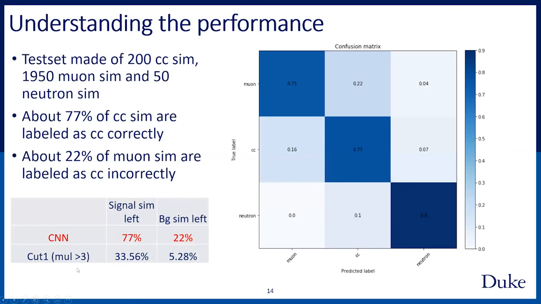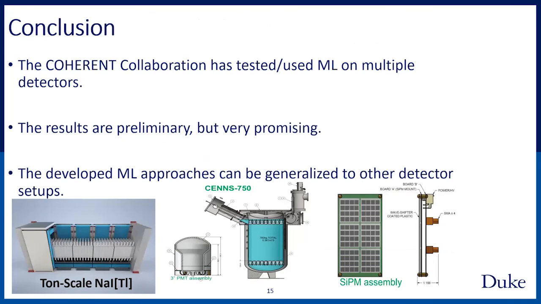Okay, so if we do a cut on the multiplicity, for example, we choose events that only have multiplicity higher than 3. I'm going to have about 33% signals left and 5% background left. But if we apply the machine learning model, the CNN filter here, we can have 77% signal left and 22% background left. So I can see here, the initial result is showing some improvement over any traditional cut we have.